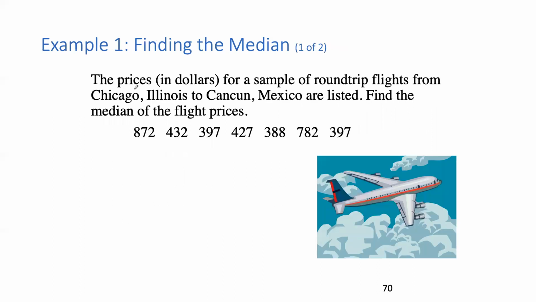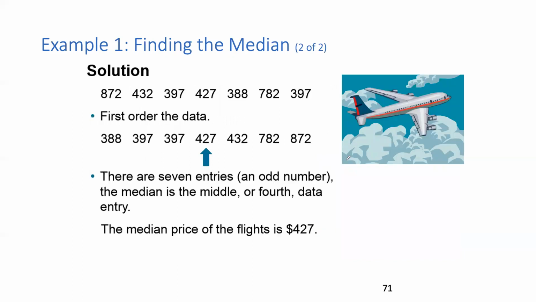Okay. So same example that we had, right? So we went out and observed these prices to take these round trips from Chicago to Cancun. And then we have these 1, 2, 3, 4, 5, 6, 7 different prices. Okay. We already figured out how to calculate the mean. Well, how would you go about calculating the median? The first thing to do before you calculate the median is to put this in some kind of an order, right? In ascending order. So first we order the data.